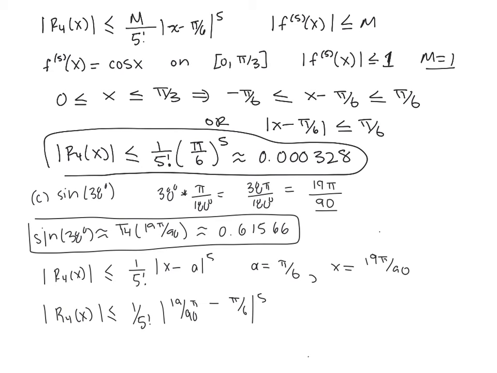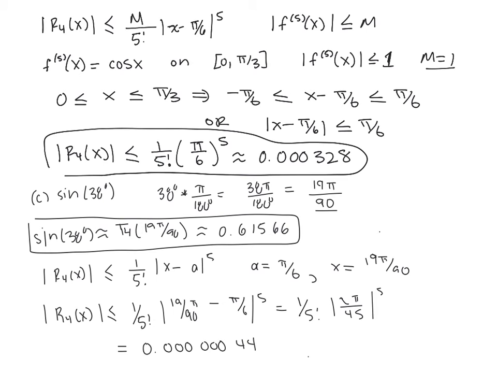And it turns out that 19 pi over 90 minus pi over 6 is the same thing as 2 pi over 45, to the 5th power. So for this specific x, the remainder is less than or equal to 0.000000044, which is definitely 5 places of accuracy.